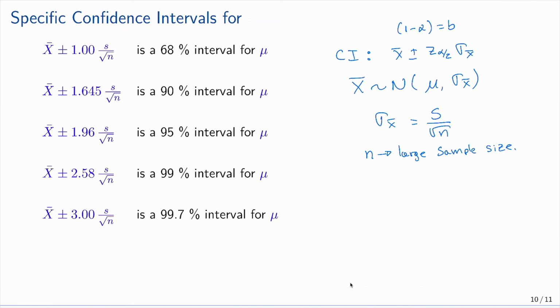Now on the left hand side we can see different typical values for different intervals of confidence. So remember, when we take z of alpha over 2 equal to 1, we get a 68% confidence interval. 1.64 corresponds to 90%, 1.96 corresponds to 95%, and so forth. The last one is 3 times the standard deviation of the sample mean, which corresponds to a 99.7% confidence interval for mu.